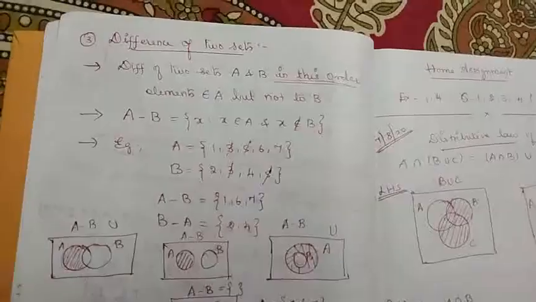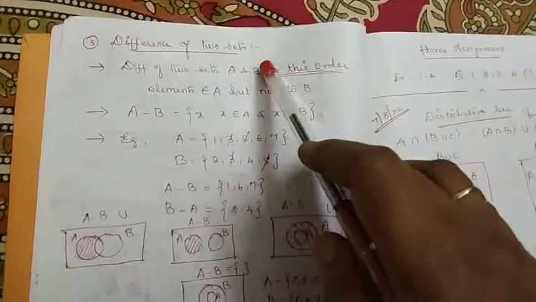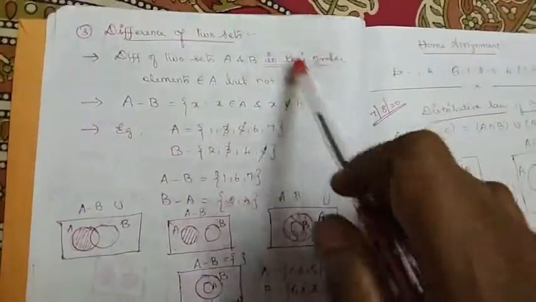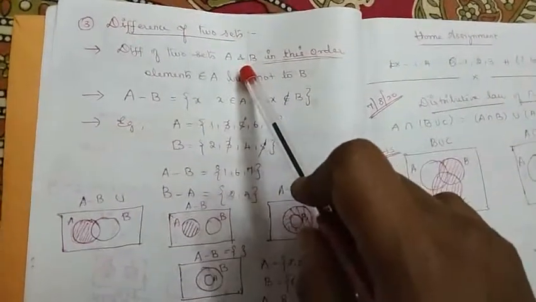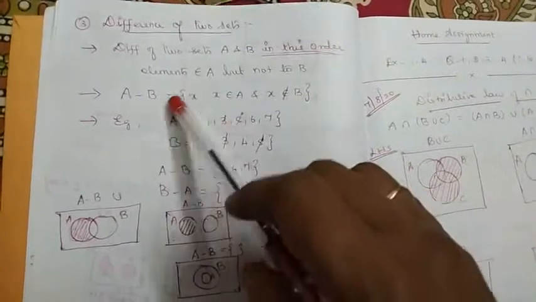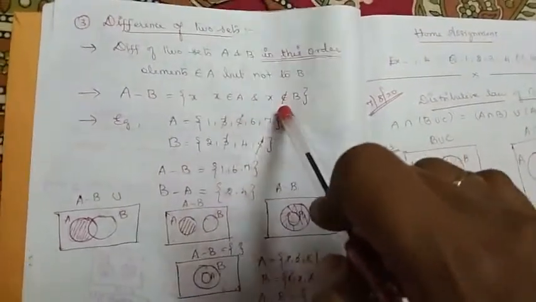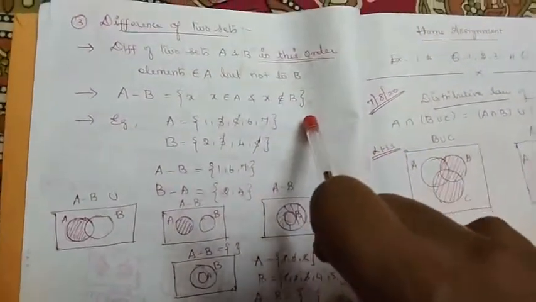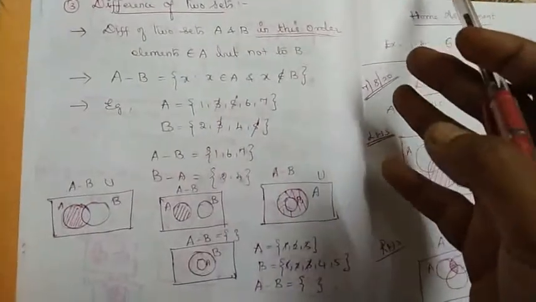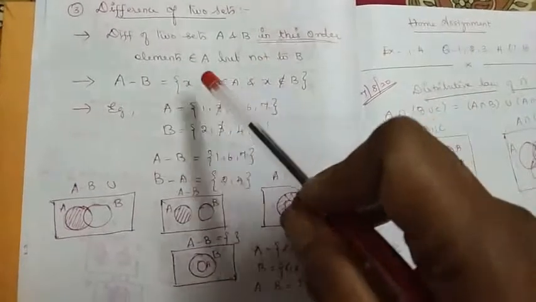If one set is a subset of the other, then the subset will be the intersection. Right? Then we have seen the difference of two sets. Difference of two sets means, taken in this order, elements of A but not B. A minus B is the set of all x such that x belongs to A and x does not belong to B. And we will remember intersection. Right? So the elements which belong to A and x does not belong to B.